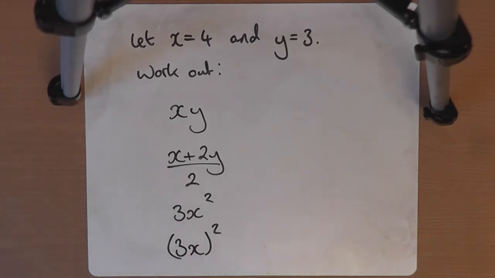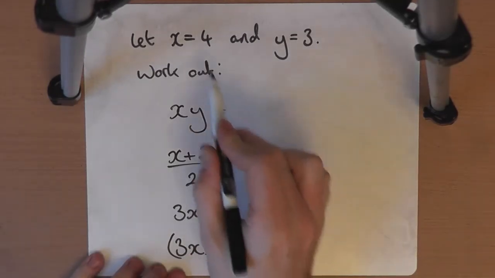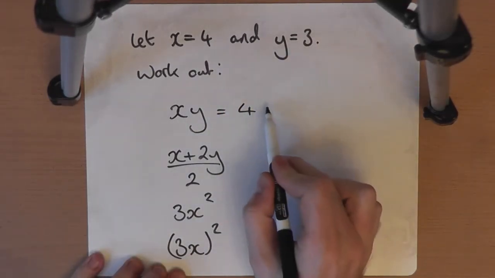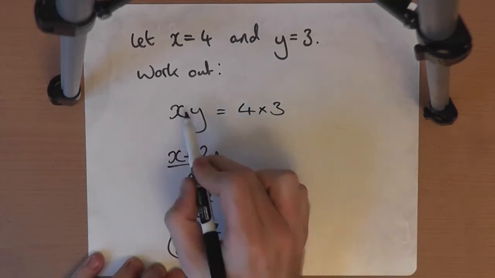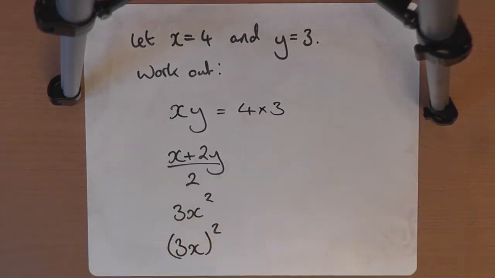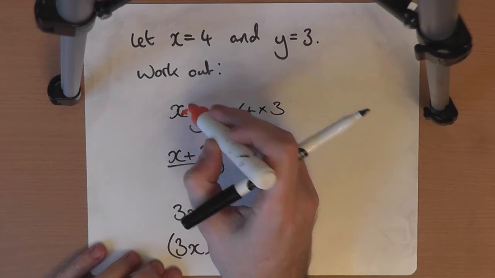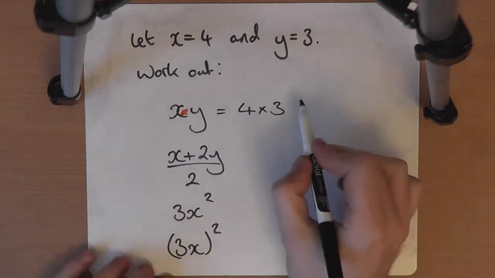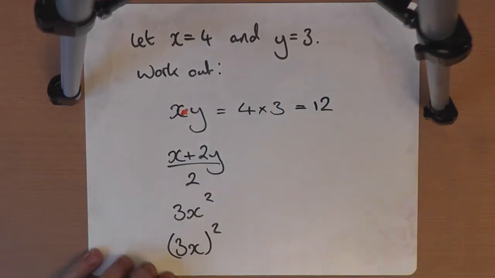Well, xy would simply be, x is 4 and y is 3, and what do we need to do with them? We need to times them together, because hidden between these two, x and y, is a times sign. 4 times 3 is 12, and xy would equal 12.